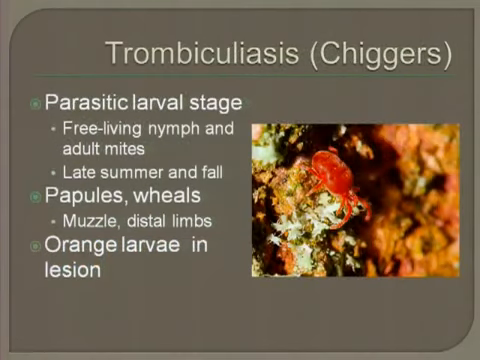And moving right along. So trombiculiasis, chiggers, are a free-living mite. The nymph and the adult stage of this mite are free-living in the environment. It's only the larval stage that is actually parasitic. So the symptoms that arise are papules, wheals on the distal limb and muzzles, and that makes sense, right? Because that's where the horses are going to be in contact with the ground. So the symptoms are very seasonal. Tends to be late summer, fall, which coincides with emergence of the larvae from the environment.